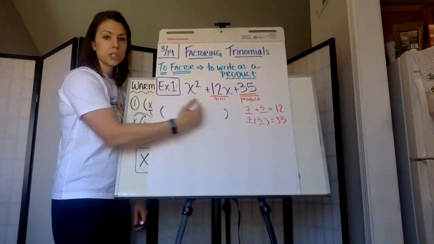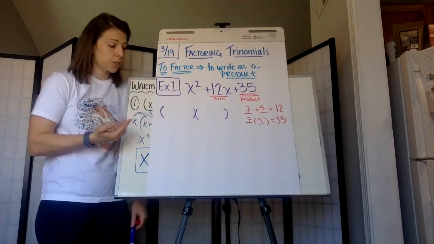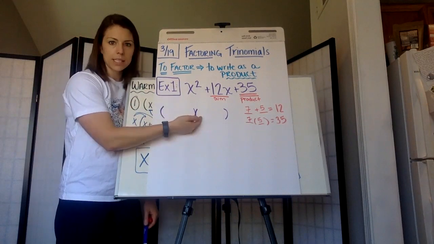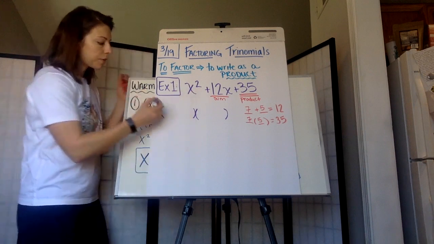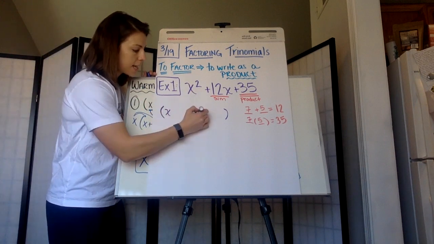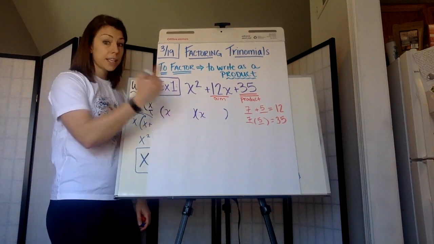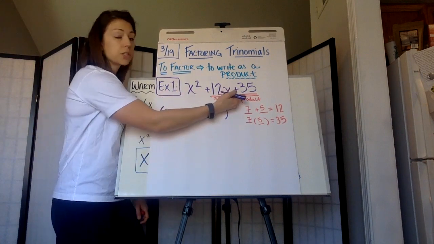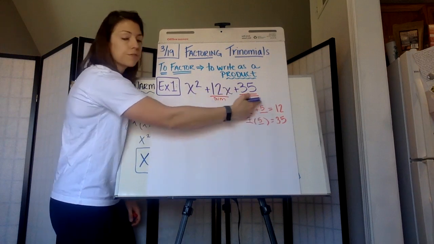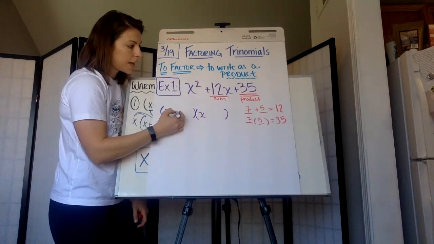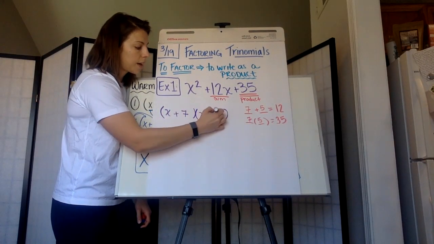When we multiply two binomials, the first two terms have to equal x squared. So you think to yourself, what times what is x squared? X times x, right? So our first two terms are x and x. Now, the second two terms have to be two numbers that multiply to 35 and add to 12. We just found those over here. They were positive 7 and positive 5.